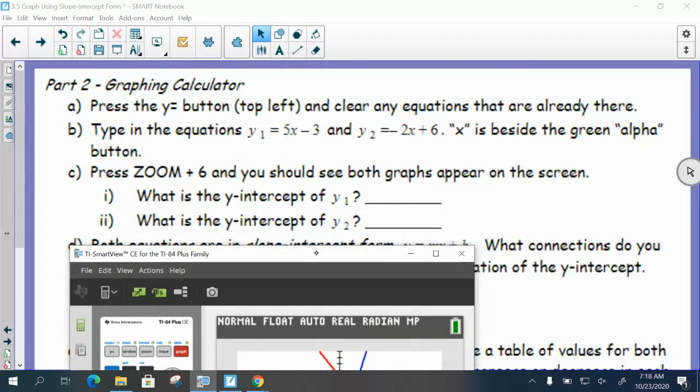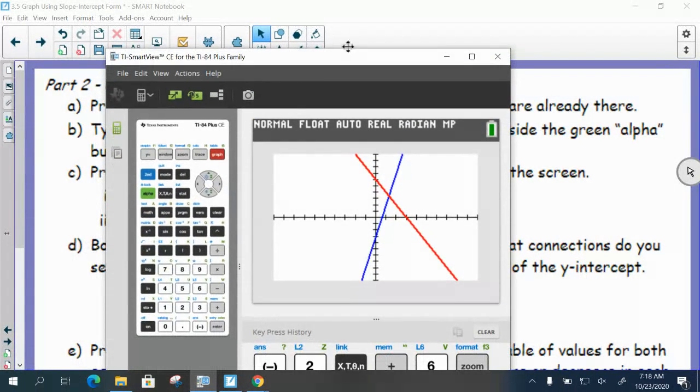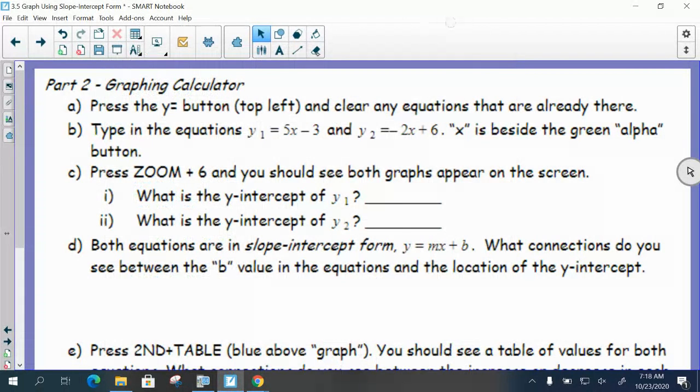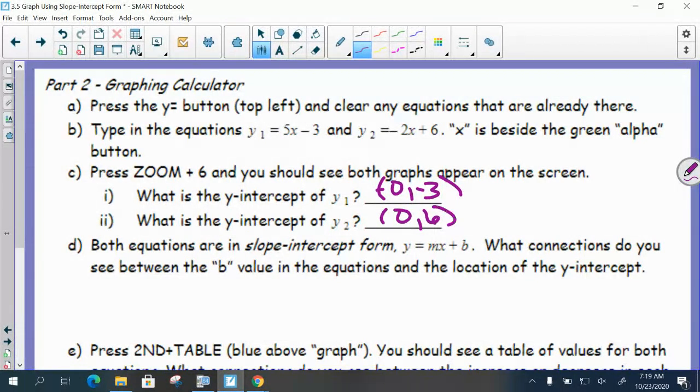All right, so what is the y-intercept of y1 and of y2? So the y-intercept of y1 is negative 3. The y-intercept of y2 is, this is 1, 2, 3, 4, 5, 6. So negative 3, or we'll write it as a coordinate, (0, negative 3), and then (0, 6). Both equations are in slope-intercept form.